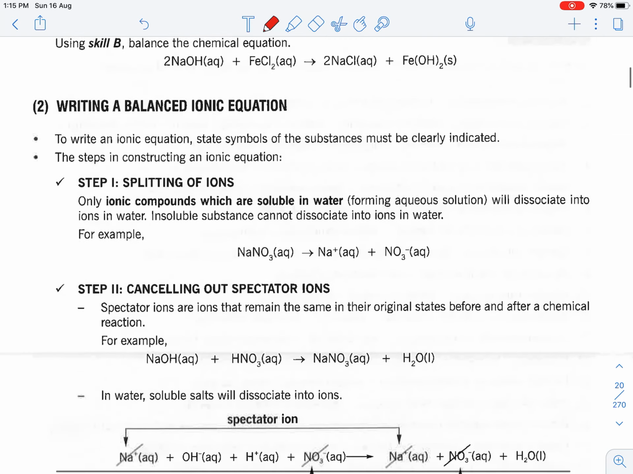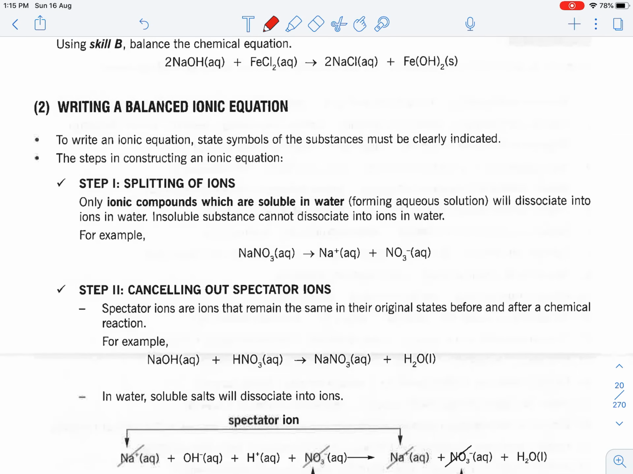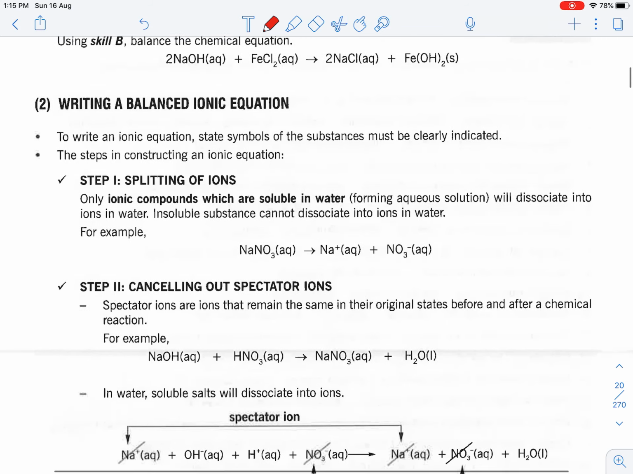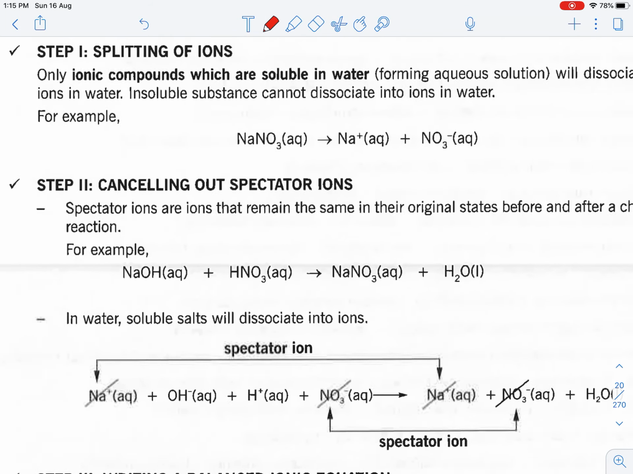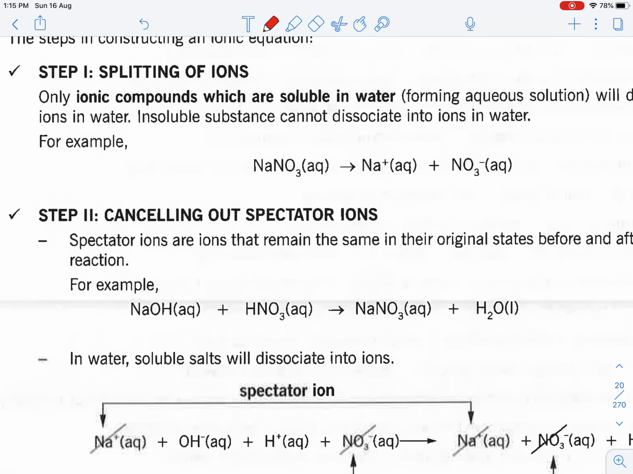So writing of ionic equation comes in when you know that a particular compound is able to dissociate to become ions. So let's look at an example, sodium nitrate, whereby when sodium nitrate dissolves in water, it will form your sodium ion as well as your nitrate ion. Okay, how about this one? Over here you see that water cannot become ion form, right? Because it's H2O, so that's why it remains the same.